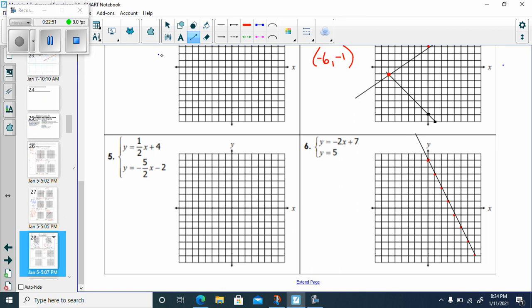And then this is y is equal to 5. So what I do is I go to the y-axis, and the line's going to go through the y-axis at 5. You're talking about this line right here. And if that's the case, this is where they intersect. Let's figure out what that point is. That's at 1, 5. The solution for this system of equations is 1, 5.